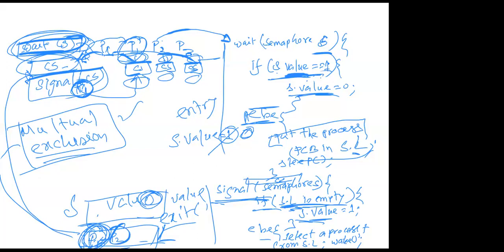Now this process is entering the critical section. Again, when it completes execution, it will check whether the queue is empty or not. The queue is not empty, so it will wake up process P2, and P2 will enter the critical section.